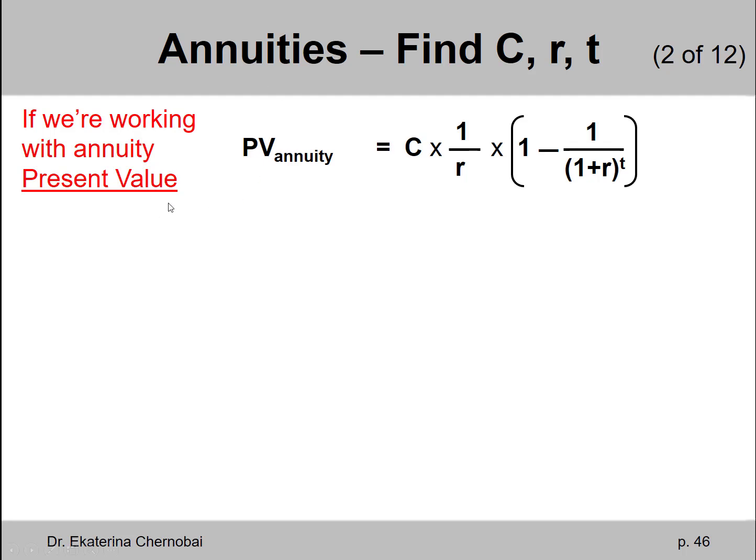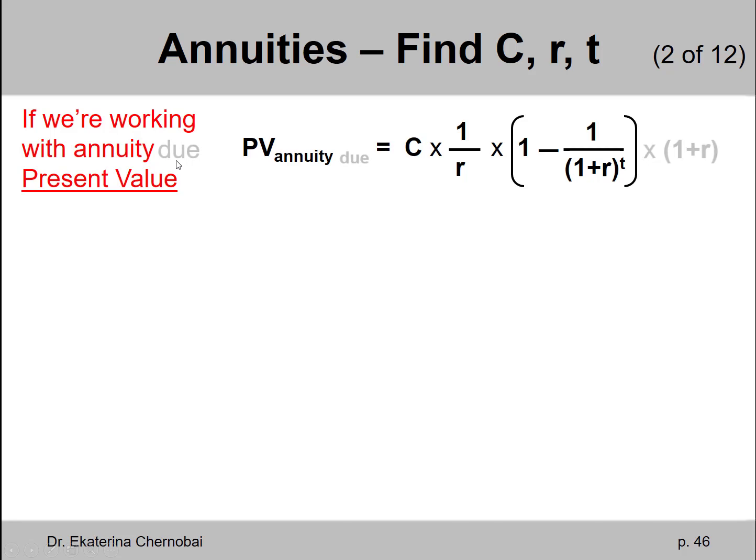If we are working with an annuity present value, let's say we know the loan amount, which is always the present value of all future loan payments back to the lender, right? So we know the loan amount. And this is the formula we have for the annuity present value. C is the cash flow amount, which is repeating, R is the interest rate, and T is how many repeating cash flows we have.